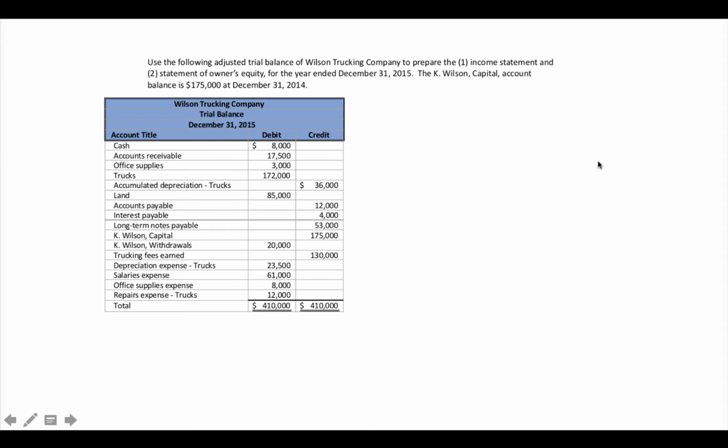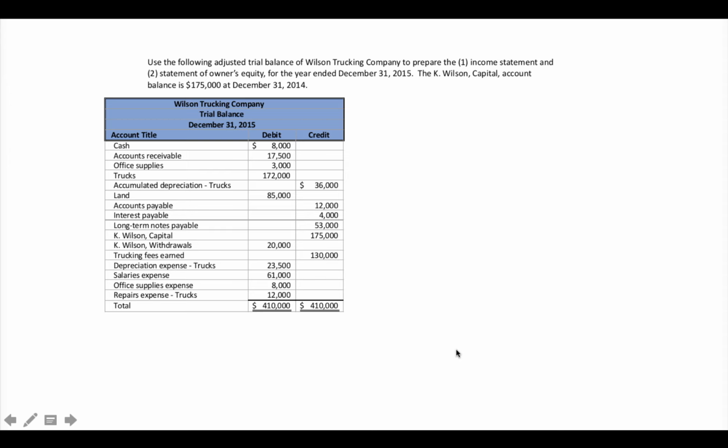So list out all your revenue accounts, list out all your expense accounts, and then you would have either net income or net loss. If revenue is greater than expense, you'll have net income, which is revenue minus expense. If expense is greater than revenue, you would have a net loss, in which case that would be expense minus revenue.